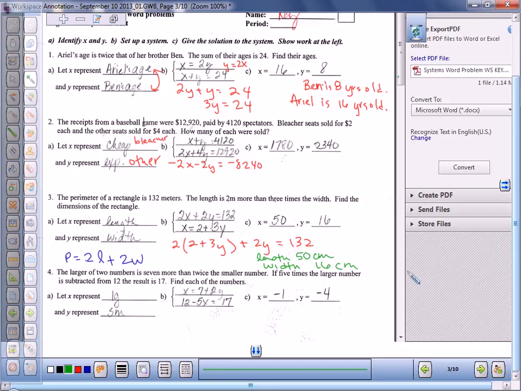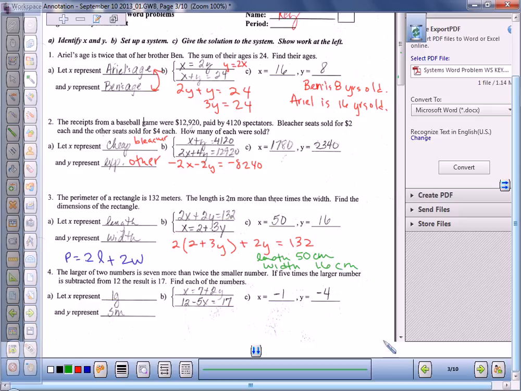Okay, number 4. The larger of two numbers is 7 more than twice the smaller. If 5 times the larger number is subtracted from 12, the result is 17. Find the numbers. So I have a large number and a small number. The large number is x, which equals 7 more than twice the smaller, so 7 plus 2y. And then if I rewrite that second sentence into an equation, do you see it only has one variable? So right here we can just solve for x and substitute that in to find y. And you should have gotten -1 and -4. Any questions?